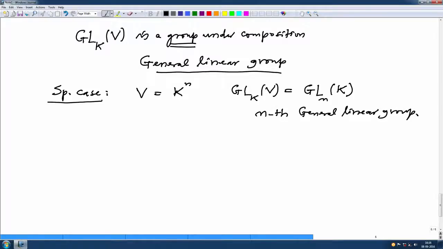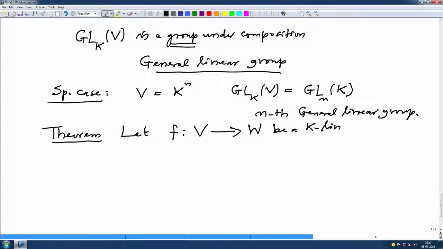Okay. Before I see the more concrete examples, I would like to record the following theorem whose proof is very easy. I will try to say it orally, but we will write the statement very precisely. So let f from V to W be a k-linear map of k vector spaces V and W.